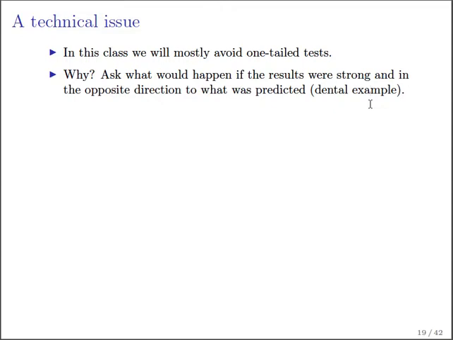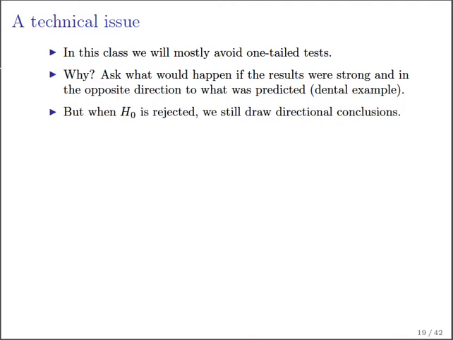But of course, you can't expect people to not conclude anything. So again, this example shows what would happen if the results were strong in the opposite direction to what was predicted. And the answer is almost always in science that, well, people would talk about it. People would do something about it. People would say something. And so to guard against that, we're going to avoid one-tailed tests.